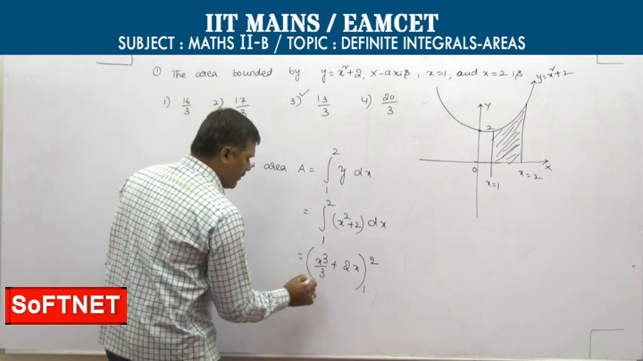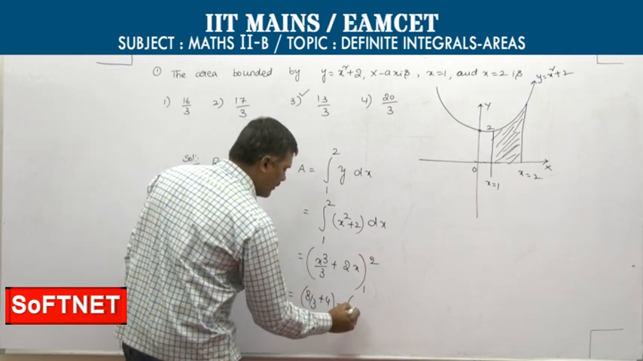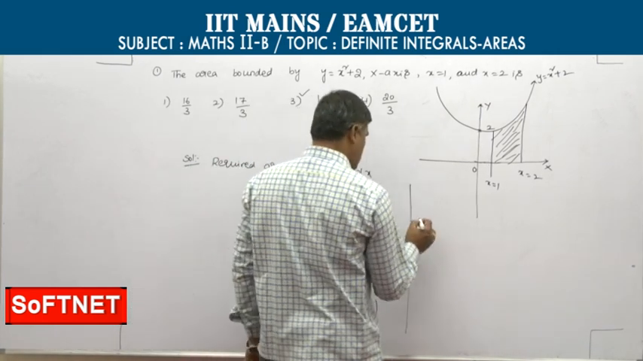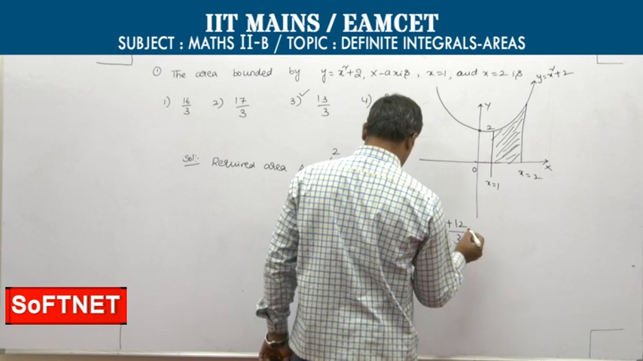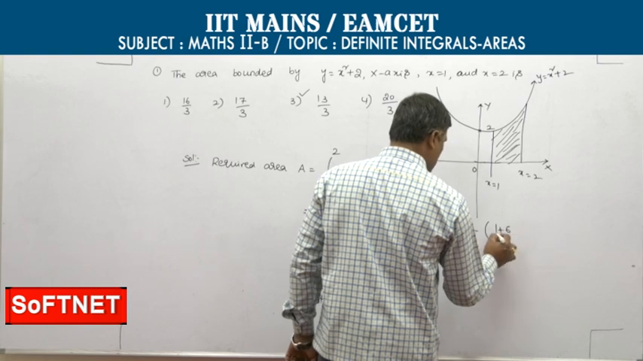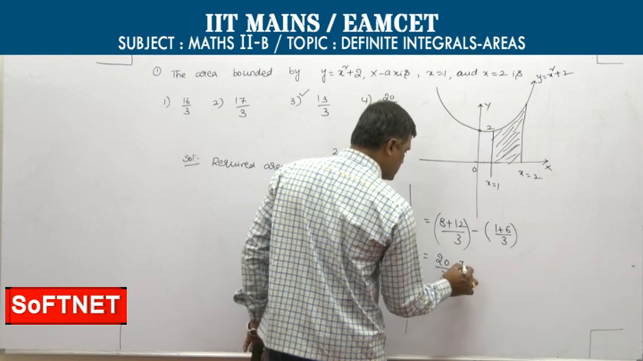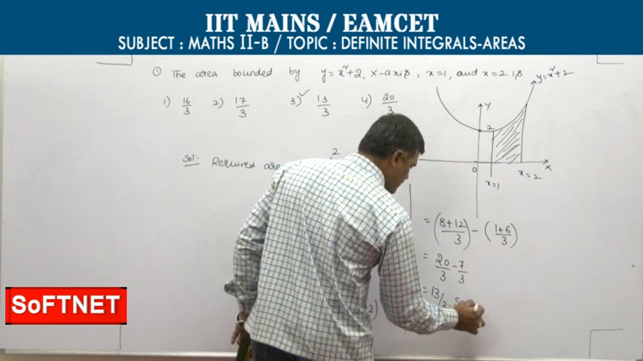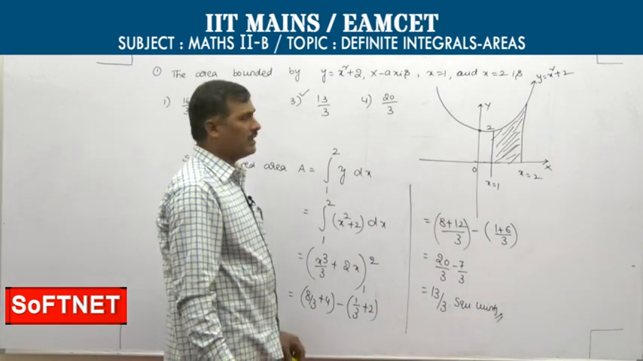Substitute upper limit: 8 by 3 plus 4, minus lower limit: 1 by 3 plus 2. That is equal to 8 plus 12 by 3, minus 1 plus 6 by 3, that is equal to 20 by 3 minus 7 by 3, 13 by 3 square units. 13 by 3 square units, which is the required solution of the given problem.